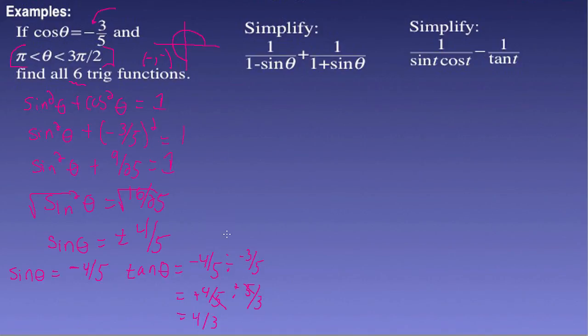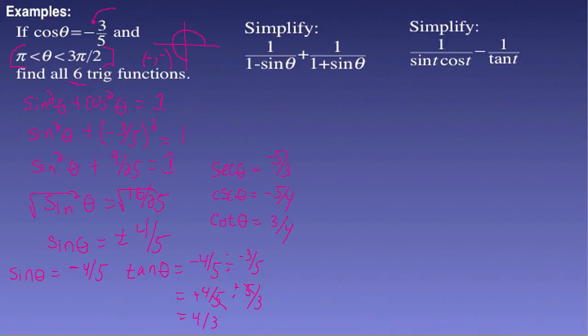The final three trig functions are just reciprocals of the first three, so since cosine theta was -3/5, secant theta is -5/3. The reciprocal of sine is cosecant. Cosecant theta is -5/4. And tangent theta has as its reciprocal cotangent theta, which is 3/4.